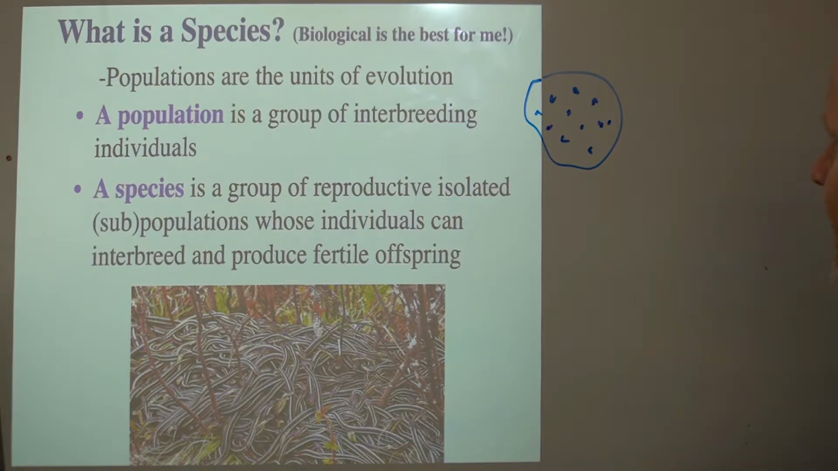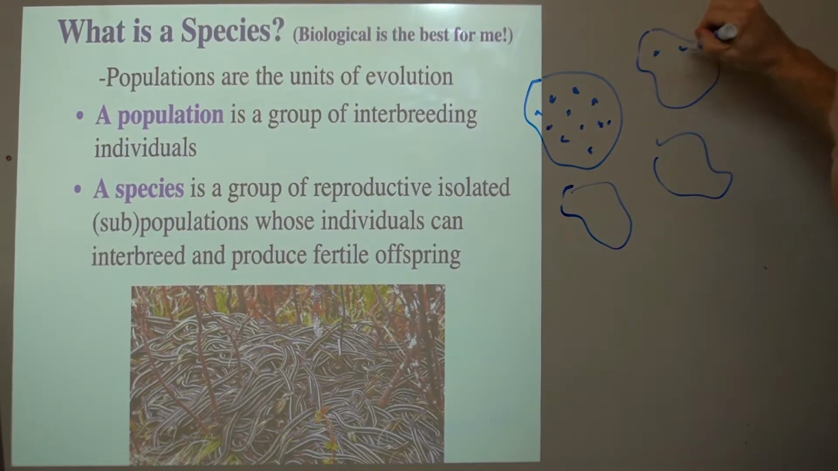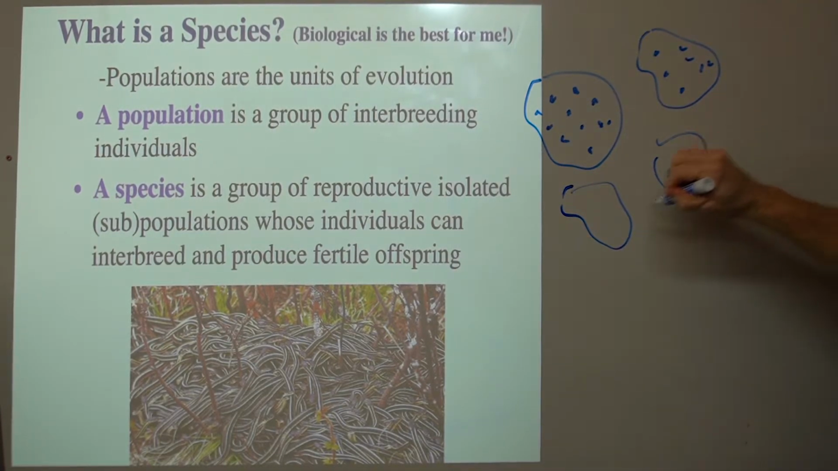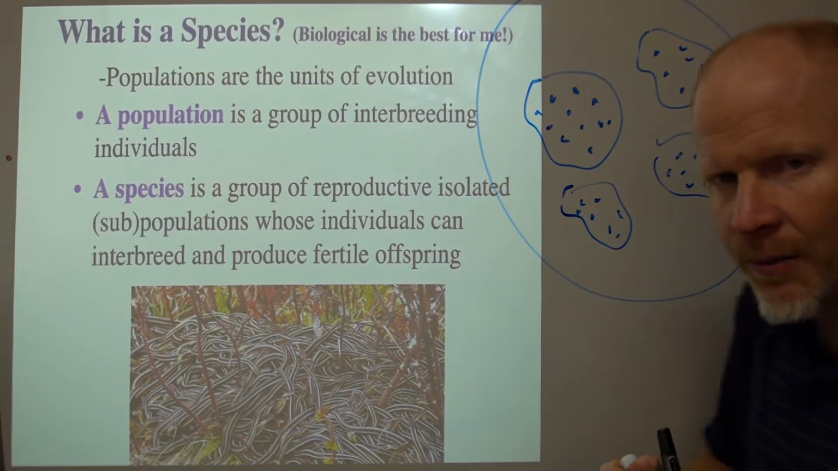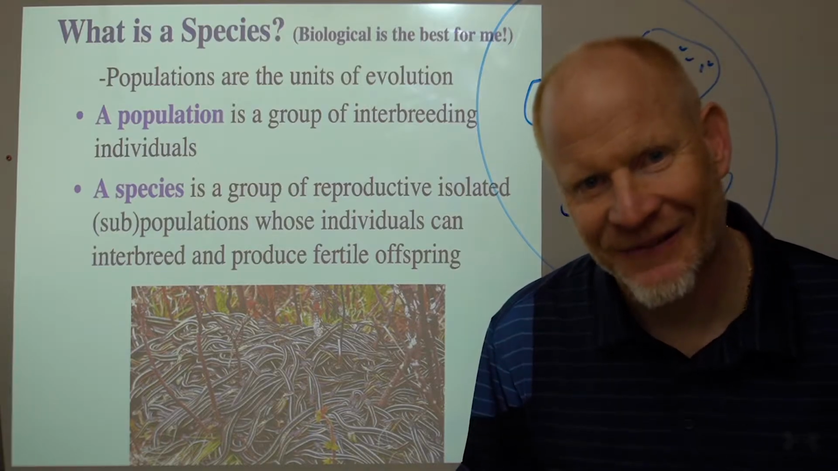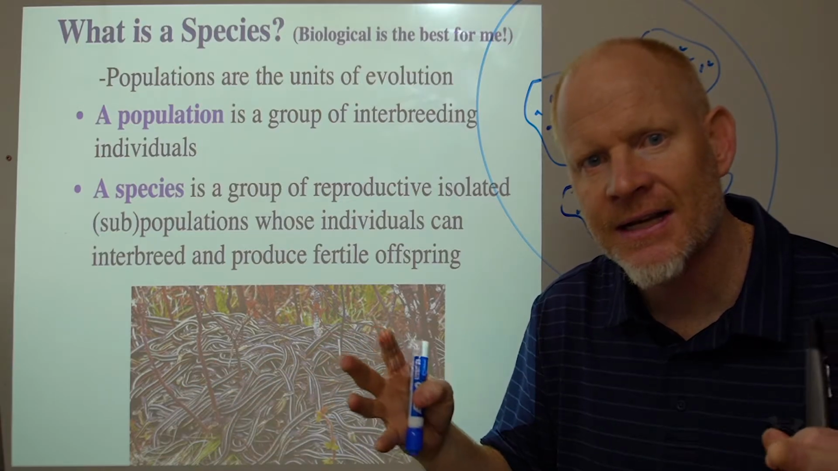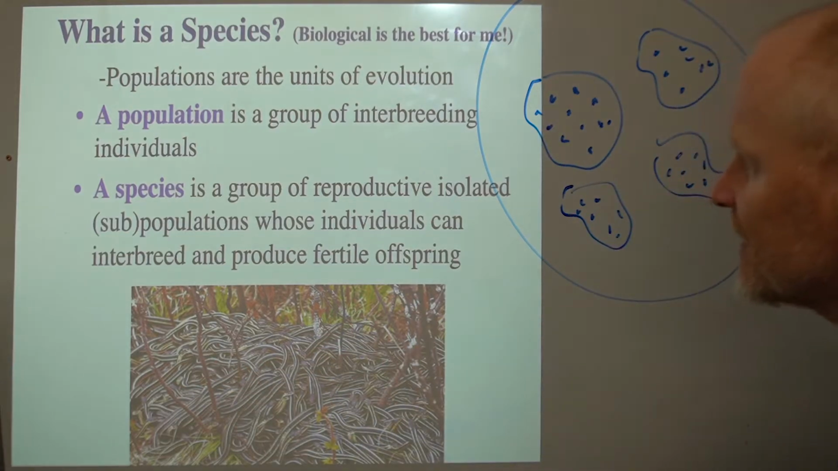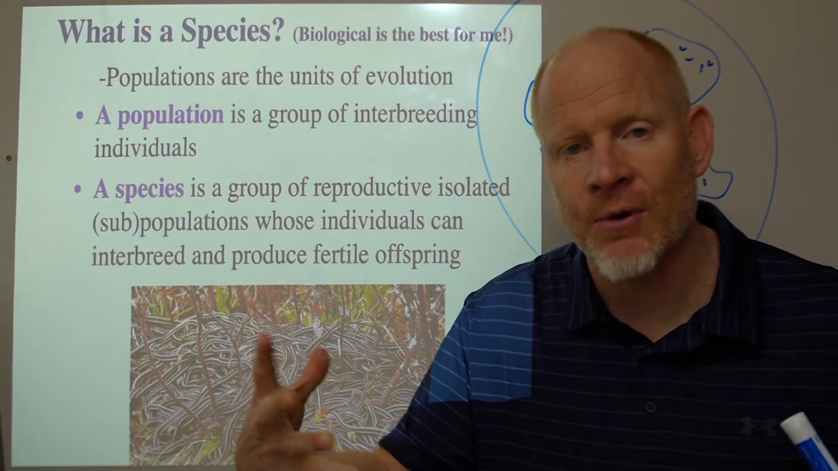A species is a group of reproductively isolated subpopulations. So you might have several populations next to each other that are all the same type of individual, and these subpopulations collectively are called a species, right? And the species concept is very arbitrary. It's very human. There are 34, 35, I think even close to 40 different definitions of what a species is, which is very confusing. We're going to use the biological species concept in this class.